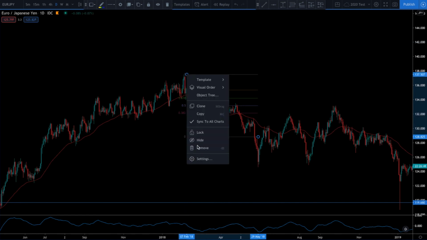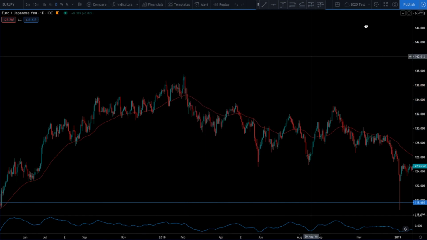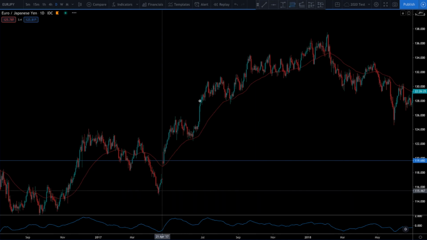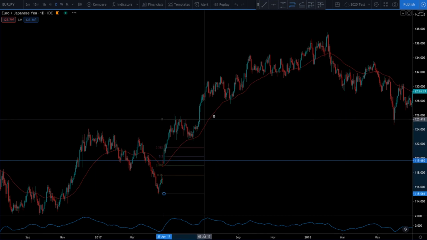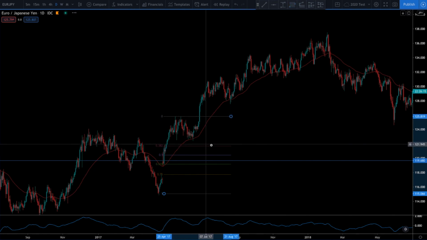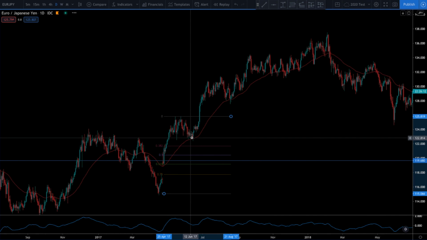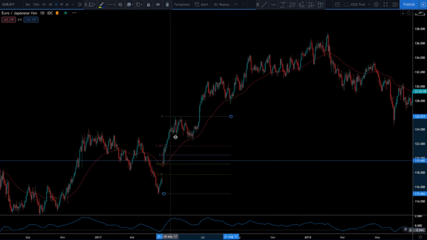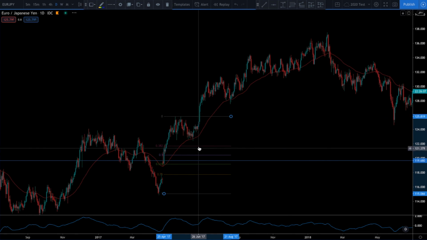I'll do one more. There's a gap here, so I don't know. This is just for drawing in purposes, but the low, it made a new higher high, and it did not come back down to 0.382. The 50 EMA held price, and it continued to go on. But that's how you would accurately draw in to see where it retraced to.